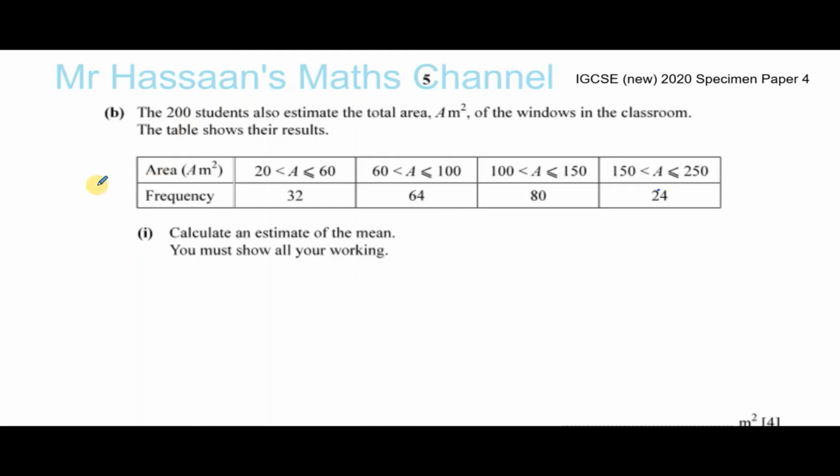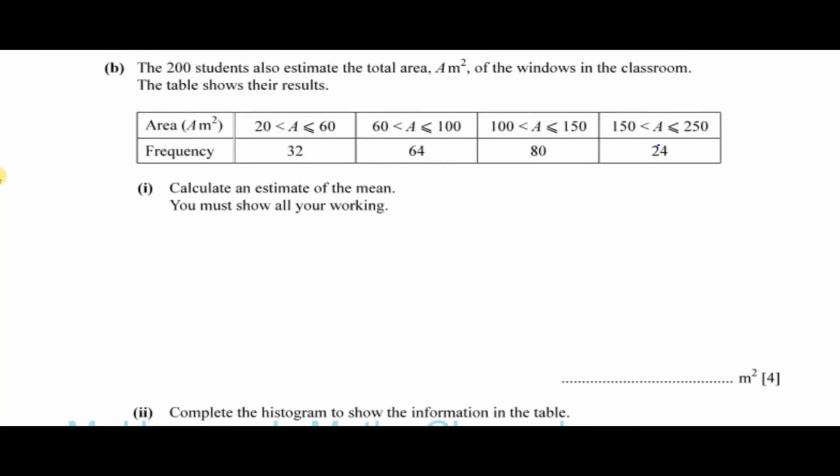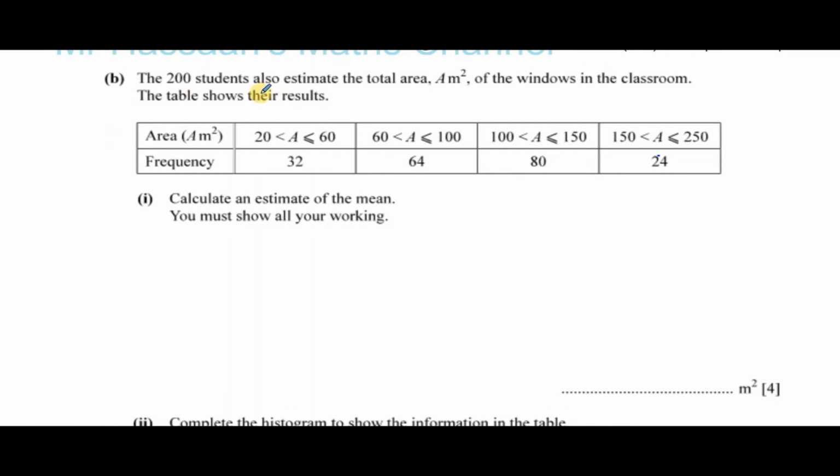That's just a side point to make you understand how the question on the other page was answered. Part A was how that actual curve came about, just to give you an idea of the basis of that. Now, here we're told that 200 students also estimate the area of the windows in the classroom. The table shows the results. So 32 of the students made an estimate of somewhere between 20 and 60. Now we don't know, those 32 students might have all made the same number estimate. Some of them might be closer to 20, some closer to 60, some might have actually said 60. We just don't know. With this information, we have no idea what the individual estimates were for each of these 32 students.